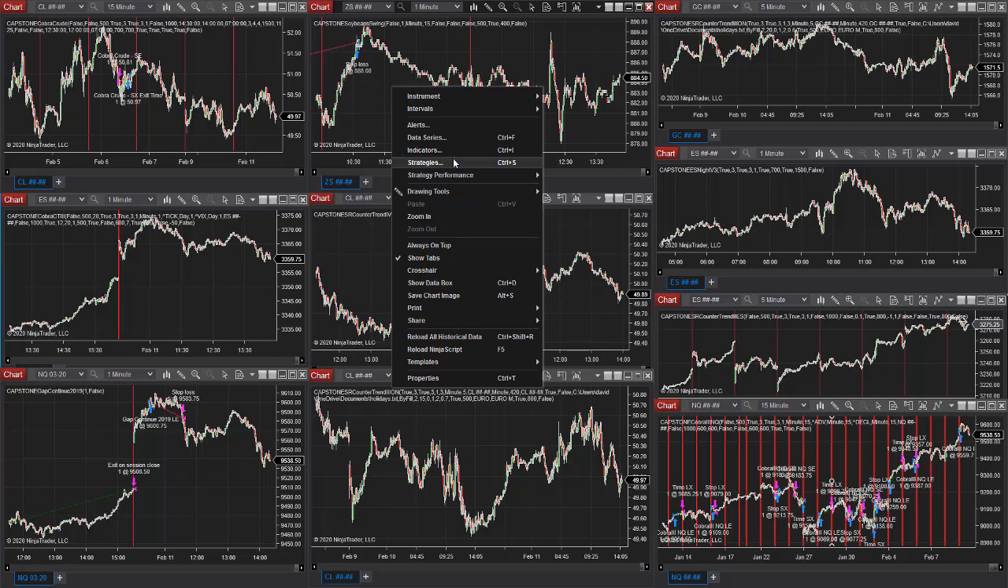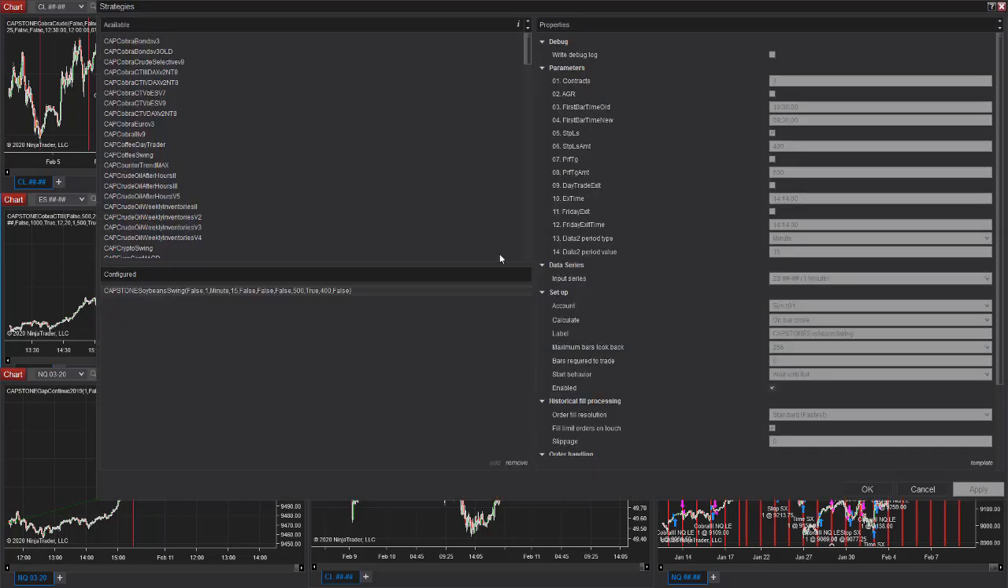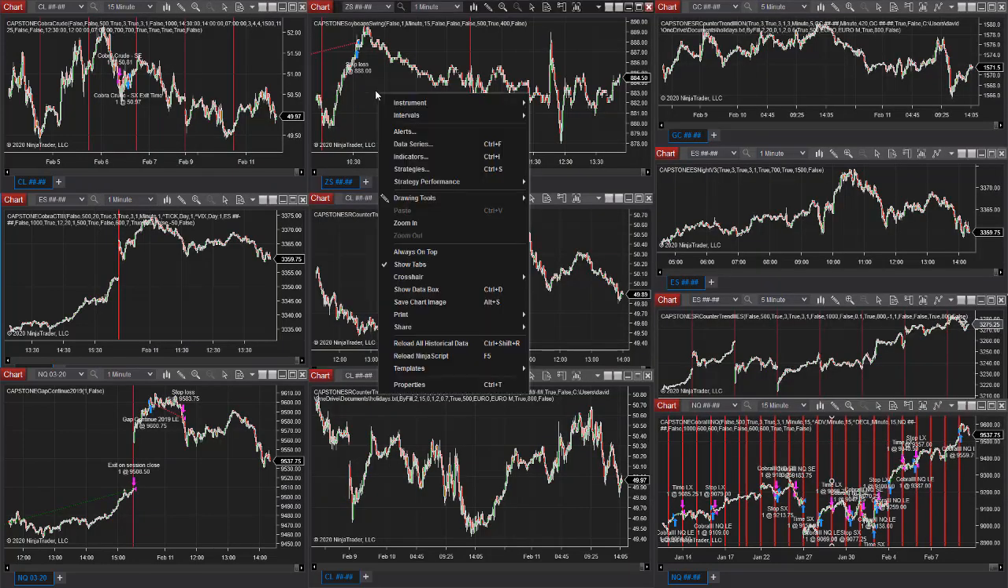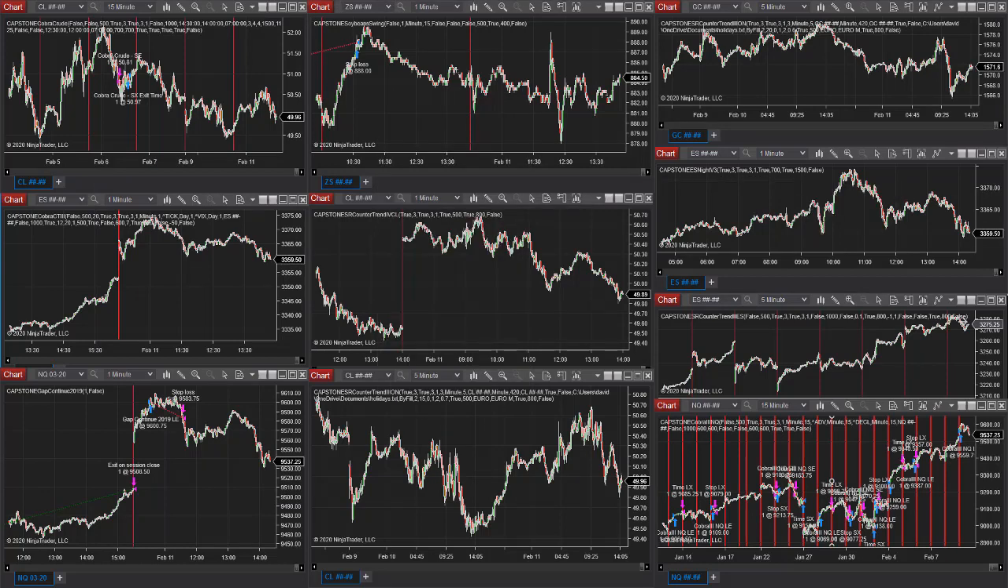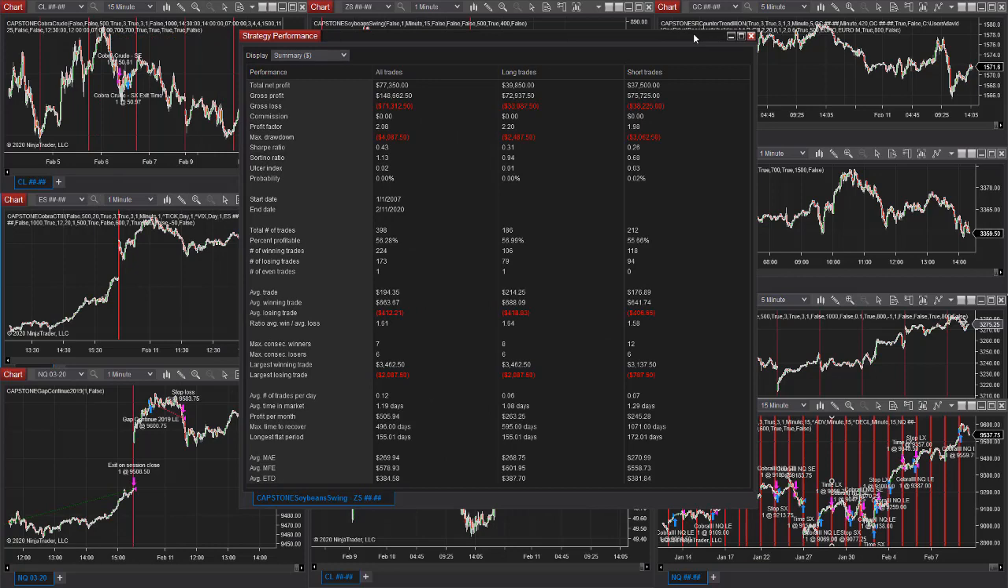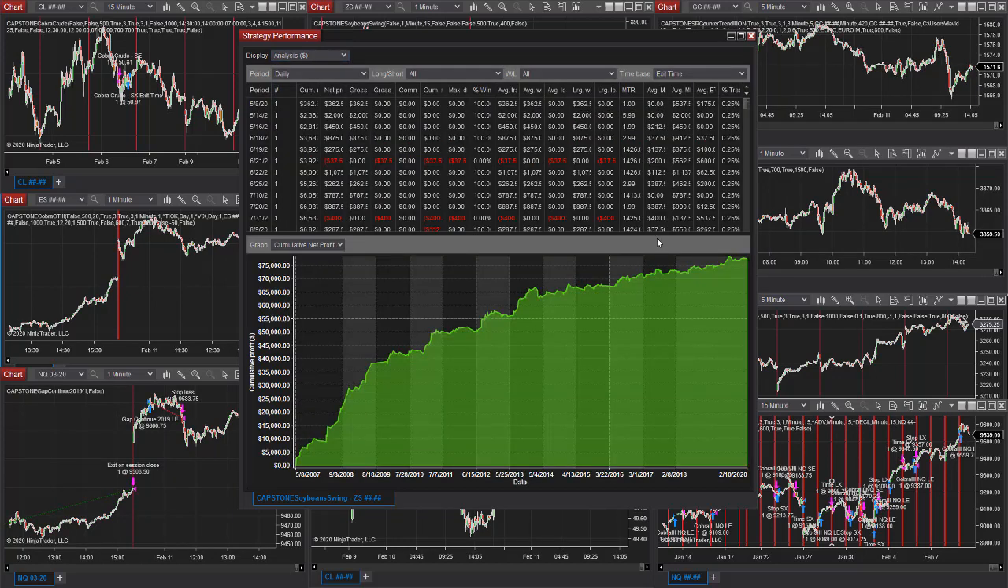Soybeans Swing, take a look. Strategies, let's look at the performance summary first. Had this strategy for a long time. It tests well back to the 80s. Actually, I have pit data. At 194.35, swing trade strategies tend to have higher average trade profits than day trade strategies. Here is the equity curve.